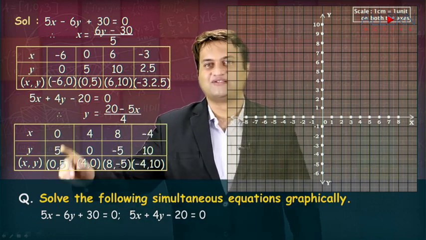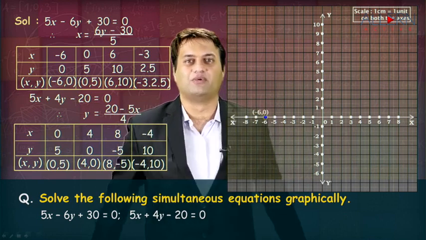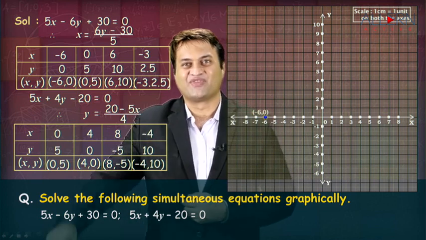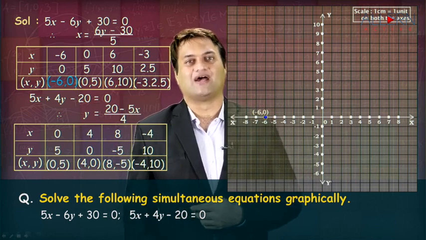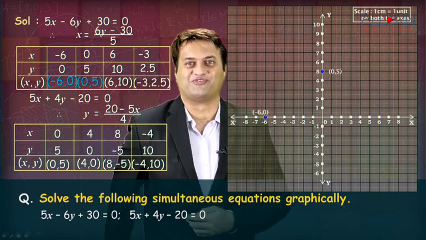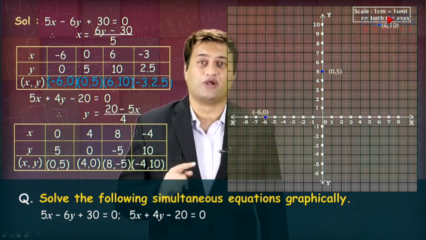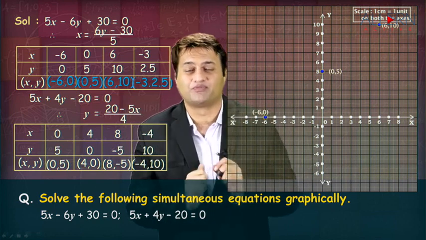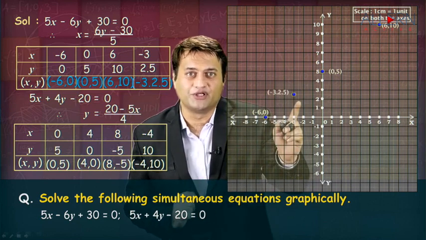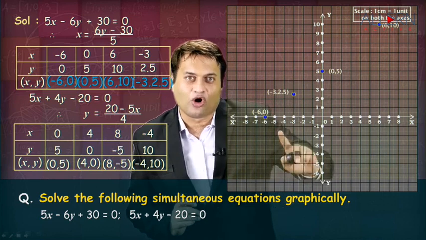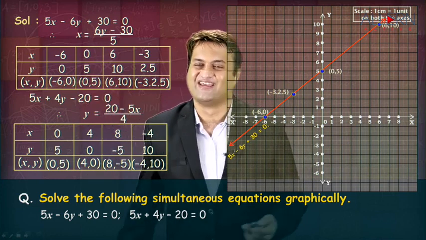Now let's start plotting the points. The very first point is minus 6 comma 0, and because the y coordinate is 0, the point will be on the x-axis at minus 6. 0 comma 5, the x coordinate is 0, so the point will be on the y axis at 5, right? 6 comma 10 in the first quadrant, minus 3 comma 2.5. Now 2.5 will be between 2 and 3, right? So minus 3 comma 2.5 in the second quadrant. So just be careful, it should be between 2 and 3, as you all can see. All the 4 points are collinear, just join them. Don't forget to write the equation on it, the equation which is given in the question.